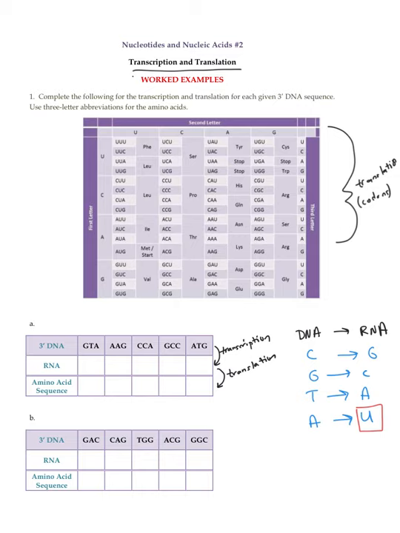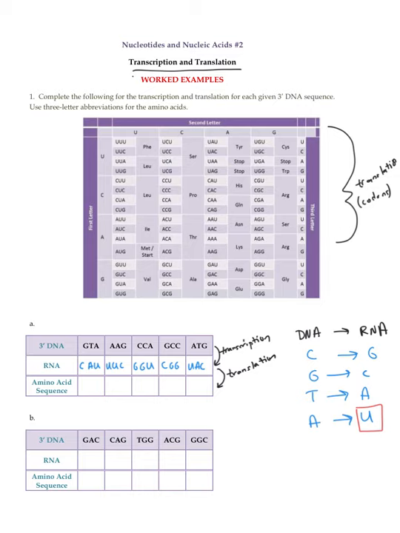The nice thing is, if you forget to do that and put T's in your RNA, you're not going to be able to find that codon. And so let's go ahead and do our transcription. So GTA becomes CAU. AAG becomes UUC. CCA becomes GGU. GCC becomes CGG. ATG becomes UAC.